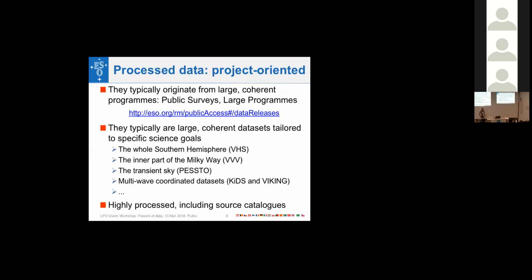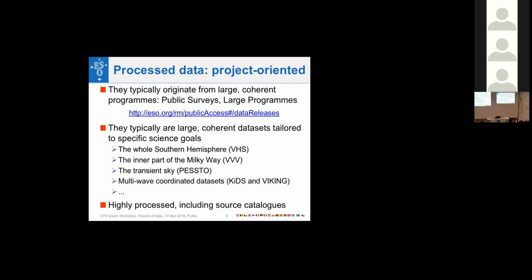One is highly processed, but with a given science goal in mind. They're not suitable for any science case. They're tailored by the people who originally took them to their own specific science case. But then the advantage of that is that it goes to a very high level of processing, okay? All the way to source lists and physical quantities of the celestial sources.